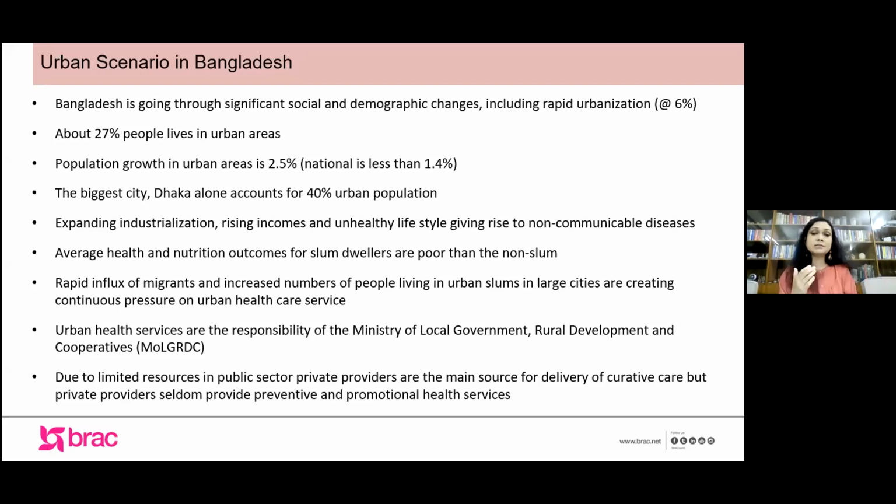Whereas in urban areas, the Ministry of Local Government provides the primary care services, and the Ministry of Health and Family Welfare provides the secondary and tertiary healthcare services. Also, the Ministry of Local Government is suffering from a lack of resources. As a result, the private sector is proliferating rapidly, and they are basically providing curative care, which is more profitable and unregulated, and they give the least attention to preventive and promotional healthcare services.